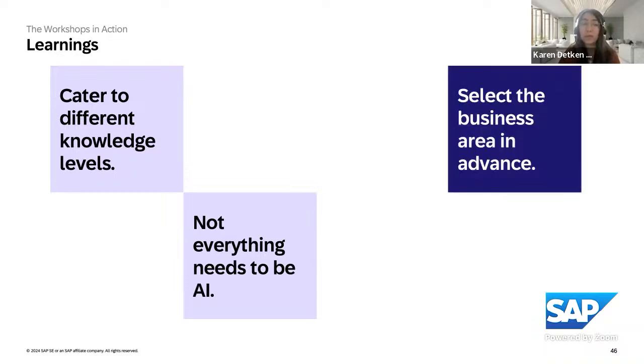It's also important to select the business area in advance. So if you have too many business areas in the workshop, the use cases that can come out might not be so focused, and then you might have to run more iterations to detail them out. Either you select the business area to focus before the workshop, or you have different teams working on a different business area, but you need to focus the use cases on one.